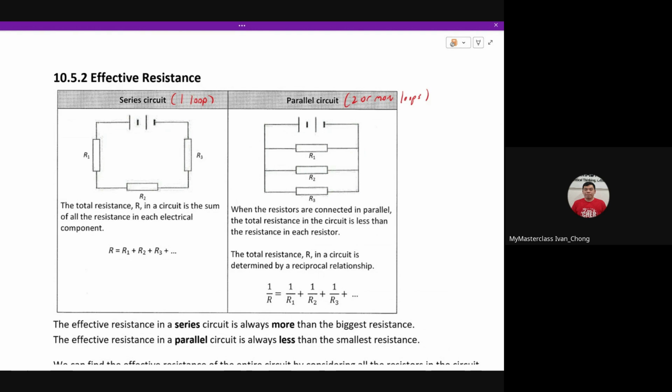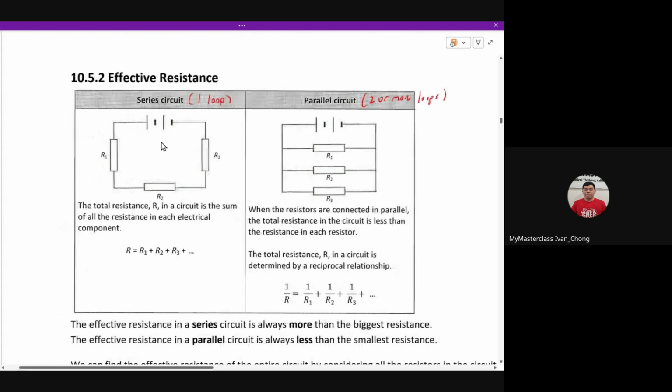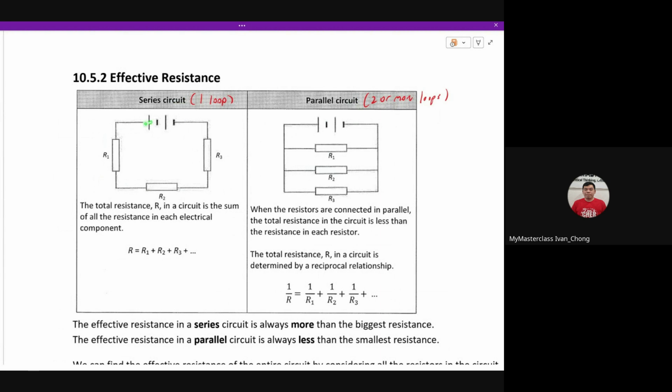So just picture yourself as the electric charges inside your circuit. This is the path that you take. You'll face obstacle number one, obstacle number two, obstacle number three, and then you go back to the end. So in total, your total resistance is the sum of the three of them. If they are 3 ohms, 3 ohms, and 3 ohms, all you need to do is 3 plus 3 plus 3. In total, you face 9 ohms of resistance. So your resistance is very big because all of them add up together.